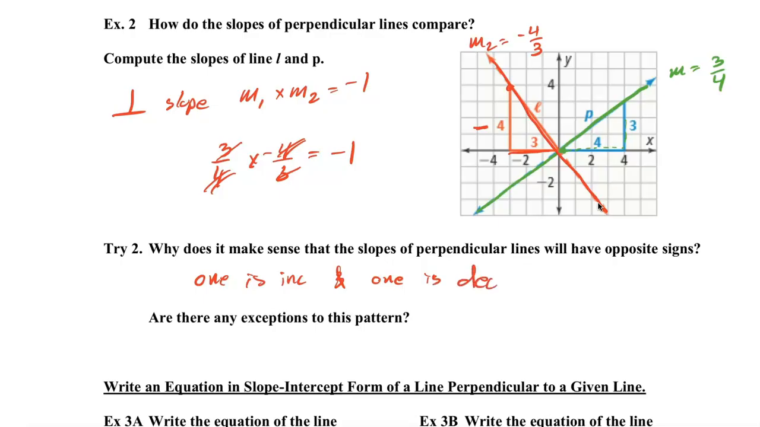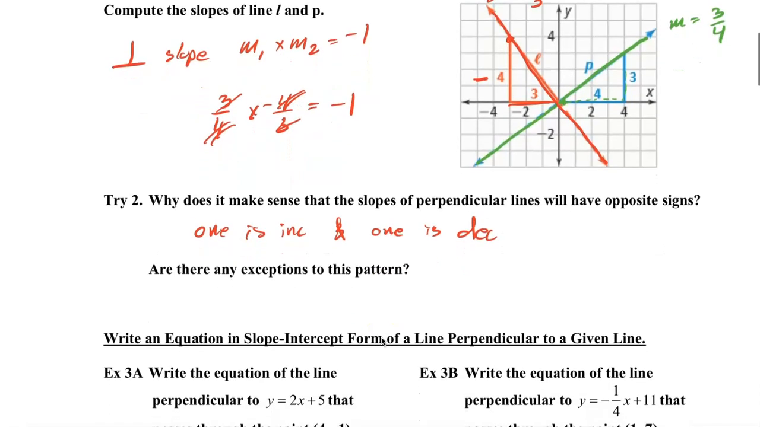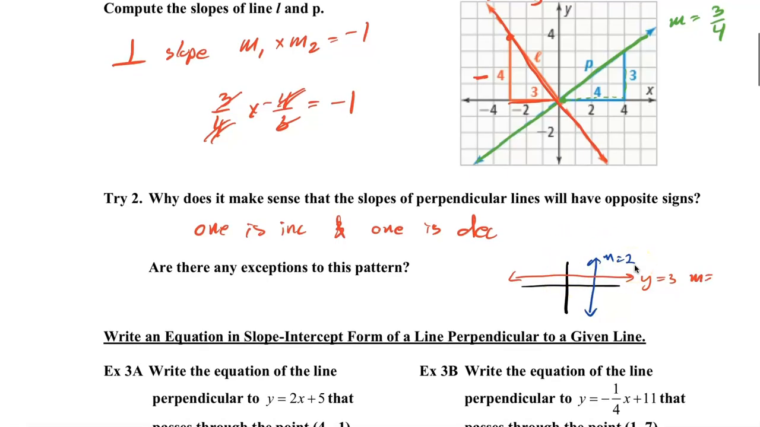So that's why it makes sense. Are there any exceptions to this pattern? Ooh, tough question. There actually is an exception to this pattern. And that is when we did this in the last video, when we're doing horizontal and vertical lines, something like x equals 2, let's say, and y equals 3, right? The slopes of these are not going to have opposite signs because one of them has a slope of 0, y equals 3 has a slope of 0, and one has no slope, right? You can't walk up a wall, so no slope. So it's not true when it's vertical.